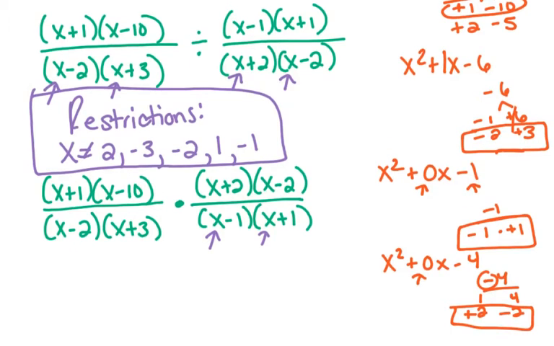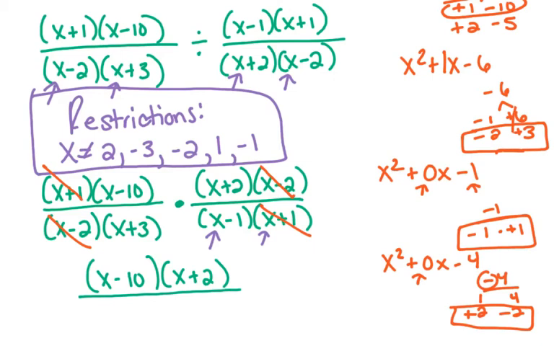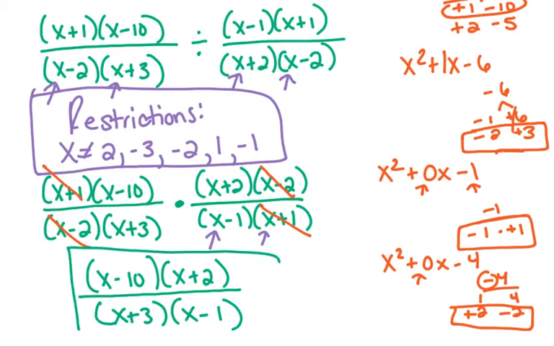Okay, now I'm going to cross out any common factors in the numerator that are also in a denominator. So x plus 1 and x plus 1 are gone. X minus 2 and x minus 2 are gone. And that looks like it. Now I'm going to multiply straight across. So my final answer, simplified, is x minus 10 times x plus 2 over x plus 3 times x minus 1. And we are done.